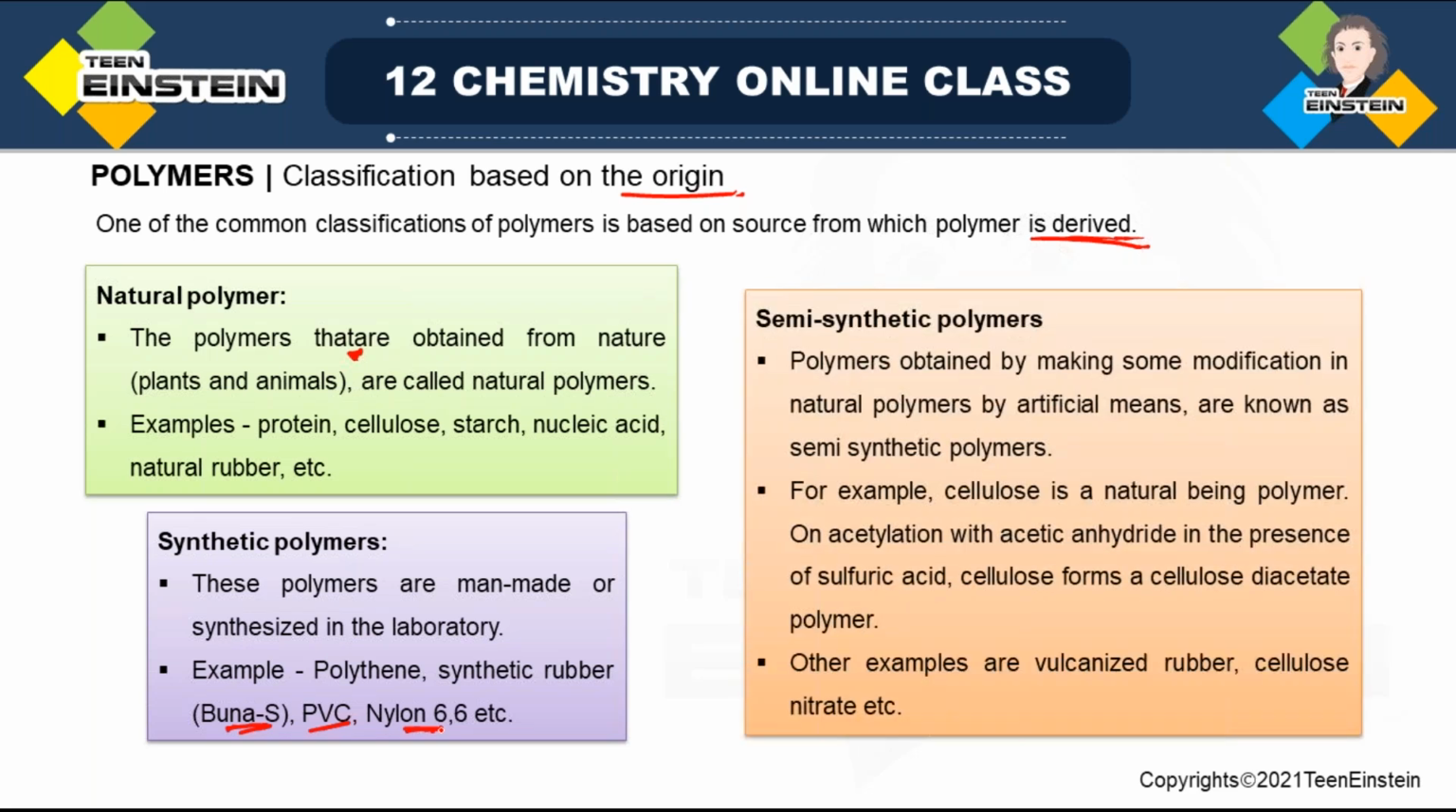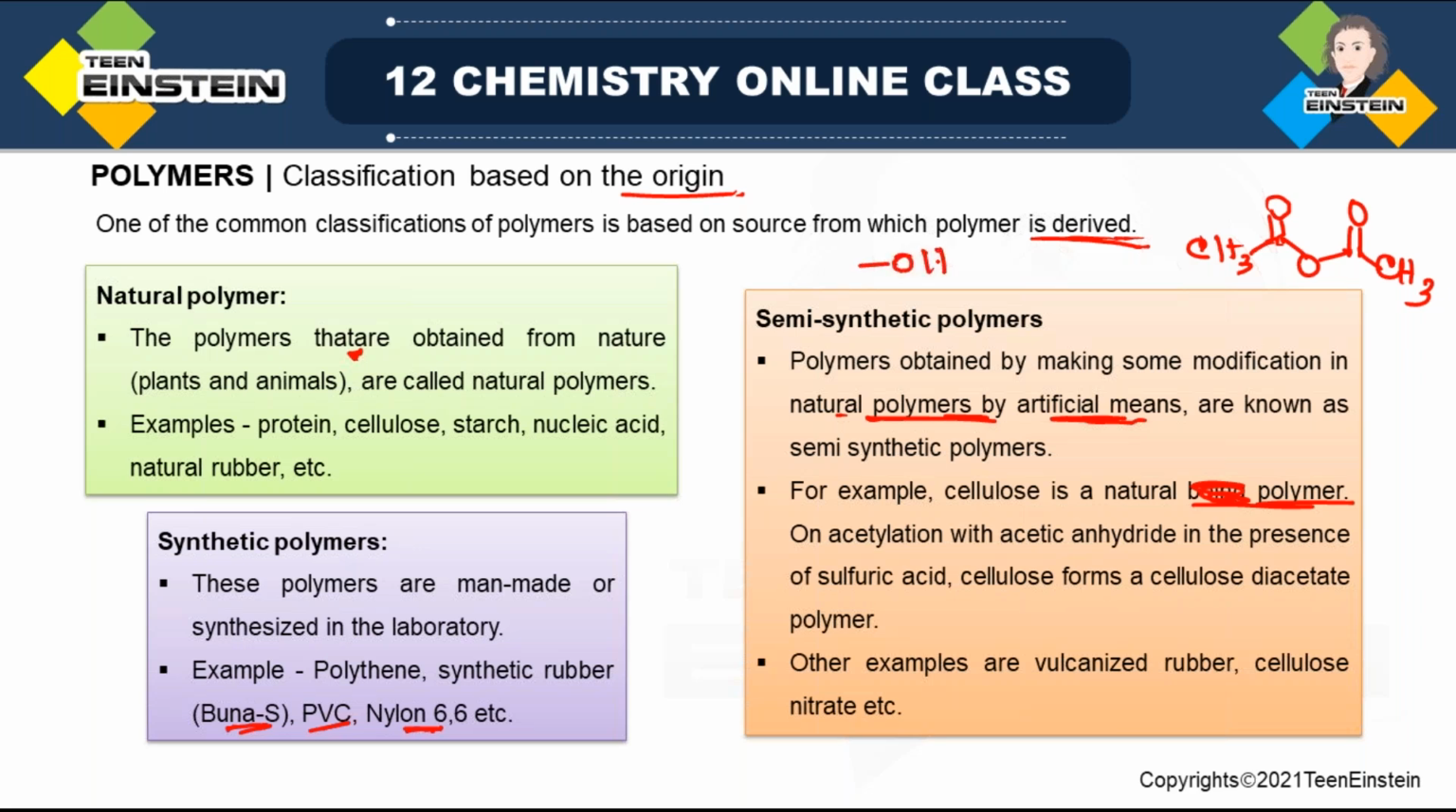Semi-synthetic, that means not completely natural, not completely synthetic. Polymers obtained by making some modification in the natural polymer by artificial means. So you will take some polymer which is natural in the laboratory, you will make some changes in the structure. So for example, cellulose is a natural polymer, right? Now if we do acetylation with acetic anhydride, acetic anhydride is this structure CH3CO-O-COCH3. So this is called acetic anhydride. So this molecule is used for acetylation process.